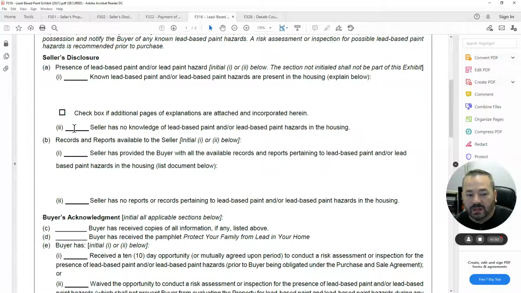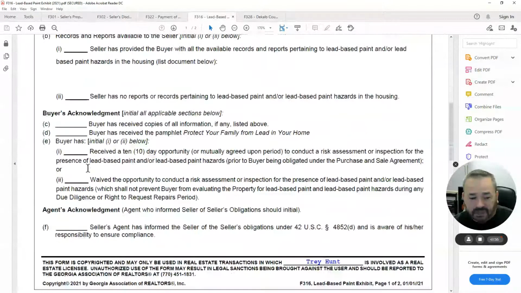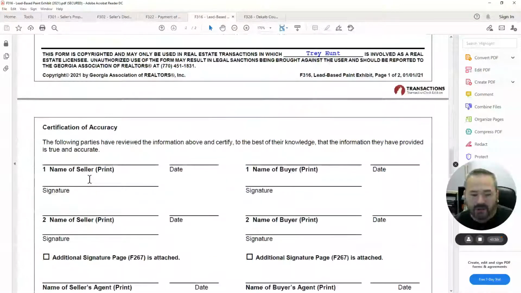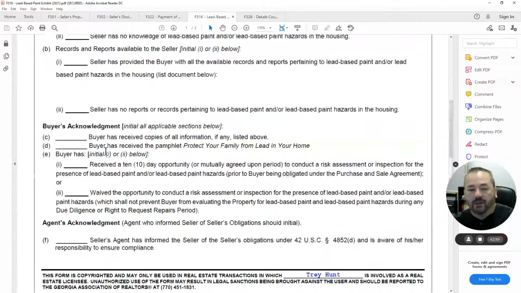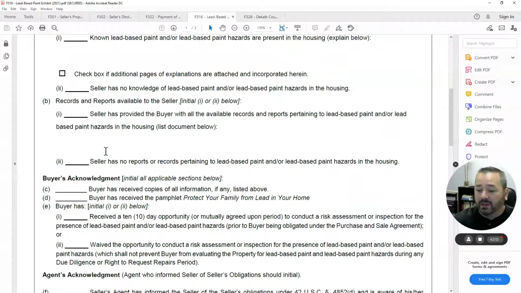Okay, so the seller has initialed twice here, once up here, once down here, and then the seller is going to come down here and they're going to print their name and sign. That's the seller's obligation. It's just that. I know there's lead-based paint or I don't know there's lead-based paint. I've got reports on lead-based paint or I don't have any reports on lead-based paint. That's all they have to disclose.